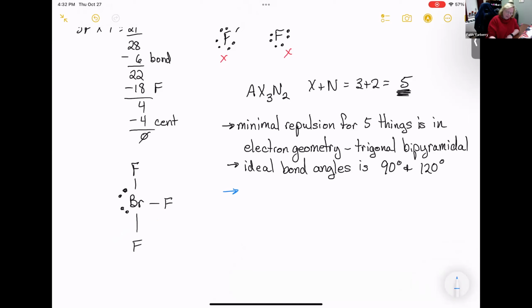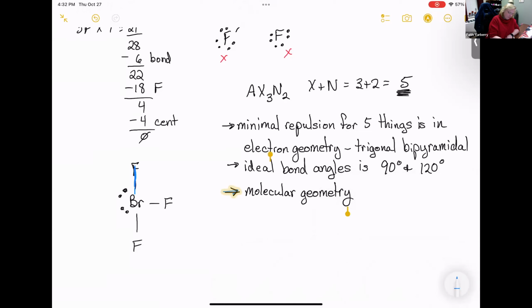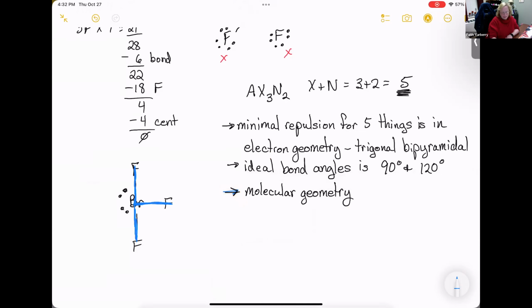Now for the molecular geometry. Again, molecular geometry focuses only on the bonding groups. And if you were to look at this geometry, you would see that it is in the form of a T. So it is T-shaped.